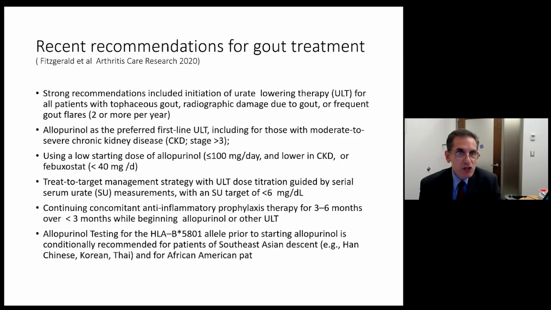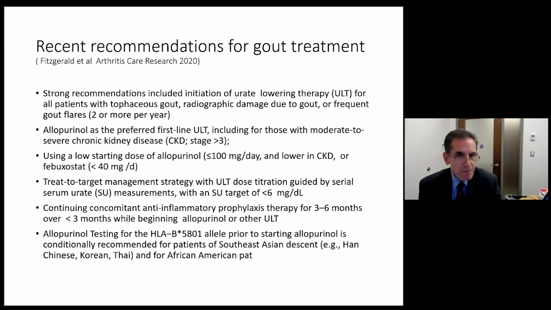Here are the recent recommendations for gout treatment that have just been announced. The strong recommendations include initiation of urate-lowering therapy, such as allopurinol, for all patients with tophaceous gout, radiographic damage due to gout, or frequent gout flares, meaning more than 2 per year. Allopurinol is the preferred first-line agent, and including in that group are moderate to severe chronic kidney disease patients. And so starting at a low dose is recommended, 100 milligrams or less, especially in patients with chronic kidney disease, or less than 40 milligrams in febuxostat if that is being used.